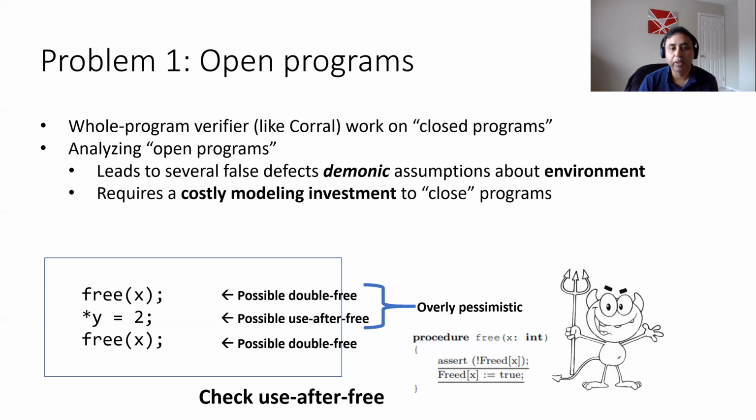But if you squint a little bit, the first 2 look a little bit pessimistic, because you don't know whether X was freed or not. You don't have much evidence whether X was freed. Similarly, you don't have evidence whether X and Y were aliased or Y was freed before. So without looking at the context, it seems overly pessimistic in thinking of these as defects. And this kind of reasoning, demonic reasoning, leads to lots of false alarms if you do not have a closed program.